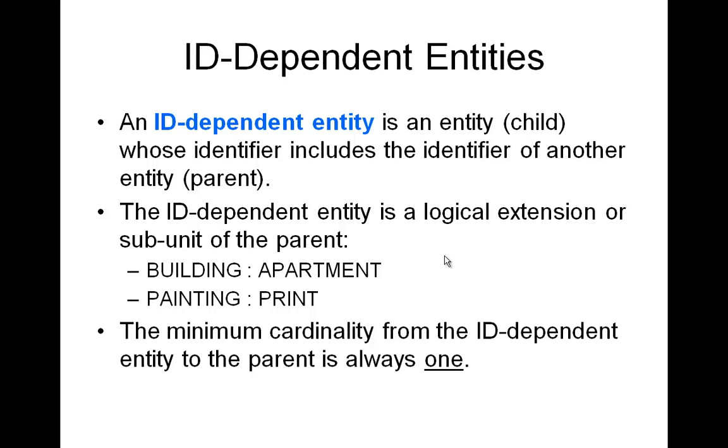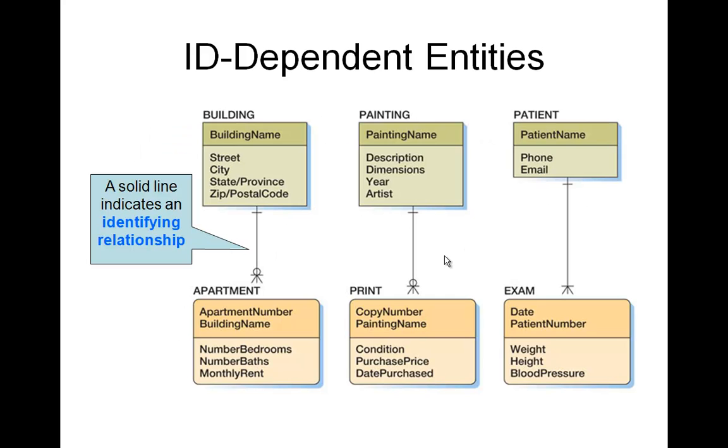Those are examples of ID dependent entities: the building and the apartment, the painting and the print, the patient and the exam. If there was no patient, there is no exam needed. So the exam here depends on the existence of a patient. That's why we consider that as ID dependent.